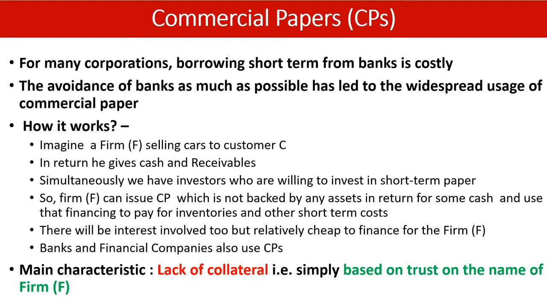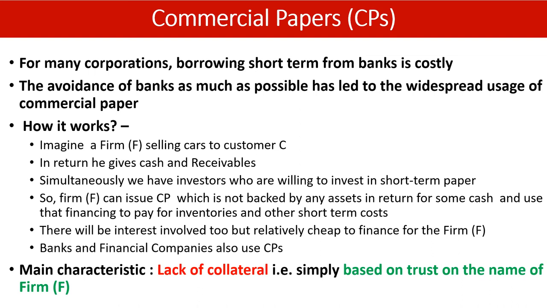The CPs, or the commercial papers. Now, for the private corporate sector, or the corporations, borrowing short term is a costly affair, specifically from banks. If firms are going to borrow, the interest rate for short-term borrowing is going to be very high. Now, to avoid this scenario, commercial paper comes into the picture as an alternative.